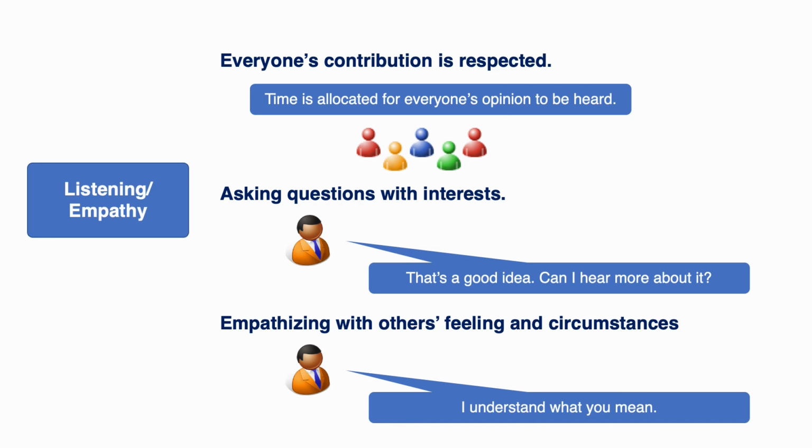The last point is to show empathy. When you say, for example, I understand what you mean, this makes a person feel accepted. This feeling is critical to talk and discuss more. These are examples of prosocial behavior.